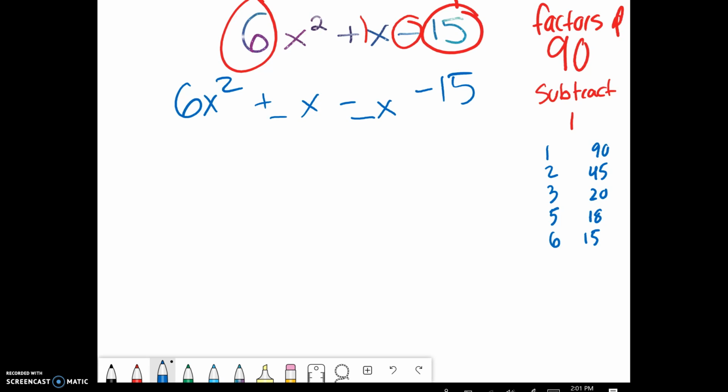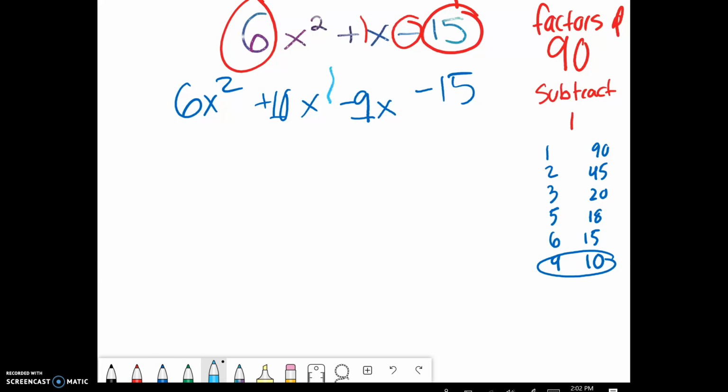Okay, keep going. 7 doesn't. Does 8? No. Does 9? Oh yeah, 9 and 10. My very last set there. Now you may have come up with that quicker. You may not have to list all the factors. This is a good method for listing factors if you aren't able to quickly come up with them. So I want a positive 1, meaning it's going to be plus 10x minus 9x.